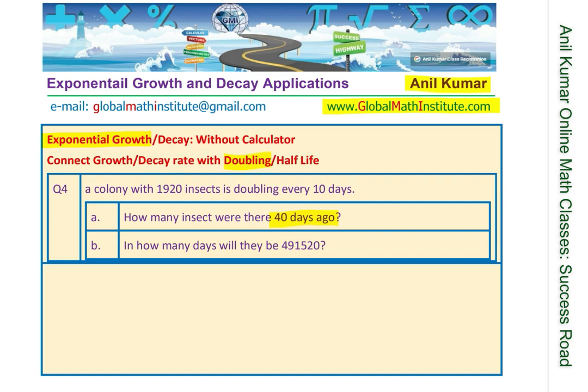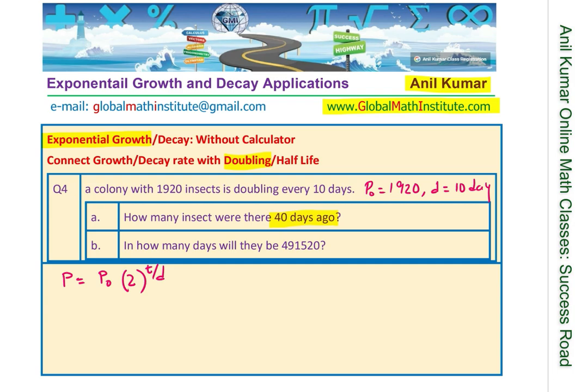So let's write down the equation. A colony with 1920 insects is doubling every 10 days. So we are already given the initial population. Let's write P0 as 1920. This is the initial population. And doubling every 10 days, so the doubling time is given to us, which is 10 days. Is that clear to you? So that gives you an equation that the population is equal to the initial population times 2 to the power of T over the doubling period. So that is the equation which you can follow.